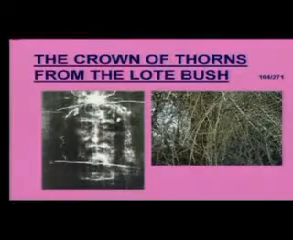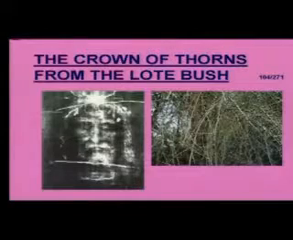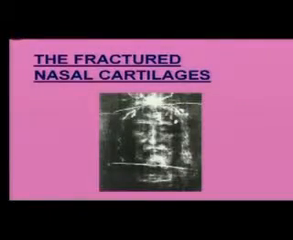There's a crown of thorns placed over the head of Jesus. It comes from the lote bush, and you can see the blood tracking down from over 70 different places where the thorns from the lote bush pierced Jesus' skull, the skin over his skull. There's fractured nasal cartilages which have been discovered on the shroud. Those nasal cartilages are broken, and that could have either happened during the mocking when Jesus was beaten with rods, or it could have happened when he fell carrying that heavy crossbeam.